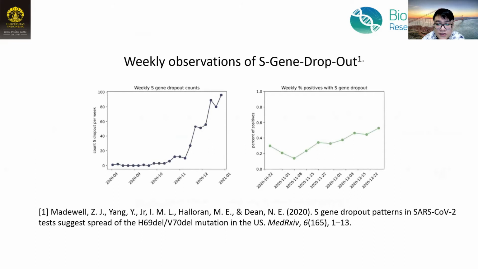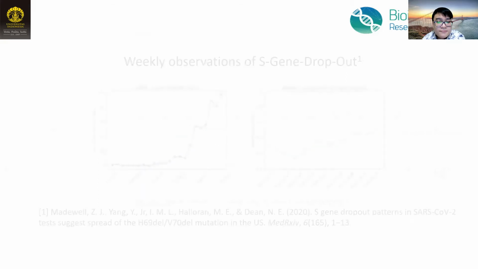Previously, S gene dropout already happened when the Delta variant spread. Here we can see the trend of S gene dropout count tends to increase significantly. After a few months, the Delta variant had spread rapidly.